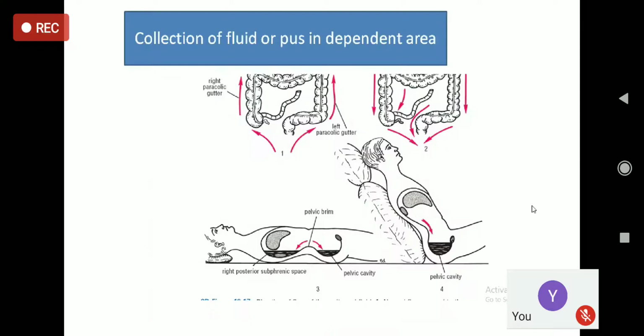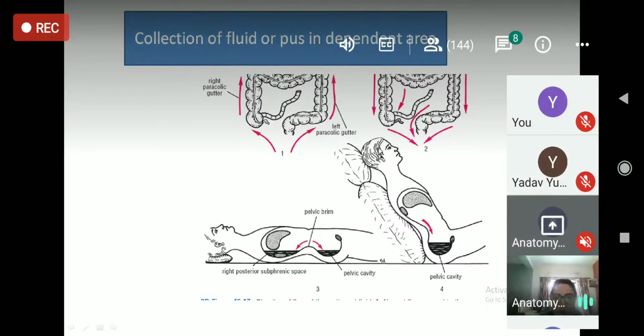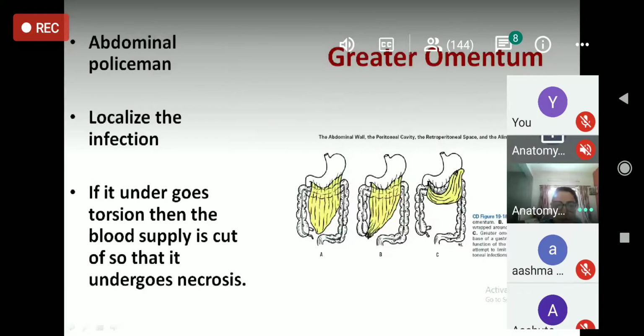And the collection of fluid or pus in the dependent area, as I discussed before: in case of female, the rectouterine pouch of Douglas is the dependent area, and the hepatorenal pouch of Morrison is the dependent area. So these are the areas where there is collection of pus or fluid in case of peritonitis.